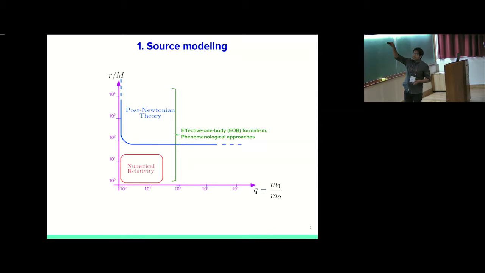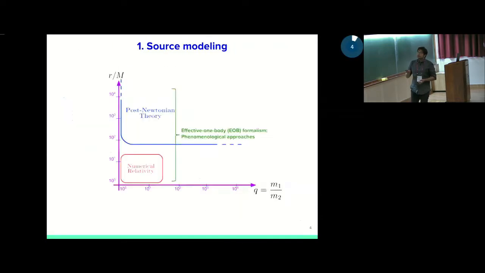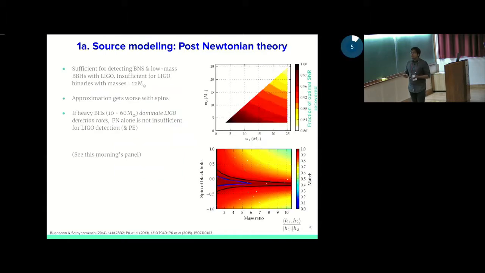And then, as I said earlier, there are approaches such as the effective one-body approach and other phenomenological approaches that take results from both these domains and combine them to present a unified picture of the system. I'm going to go through each of these in turn and present what is the current state of the art for them, what is missing from each of them, and what will be needed in the more long-term future. So first, of course, is PN theory.